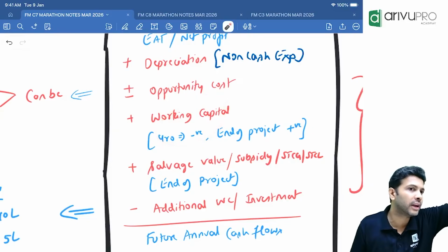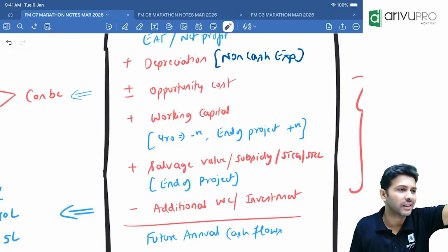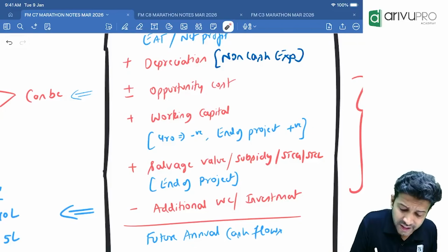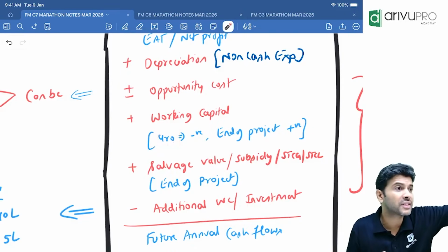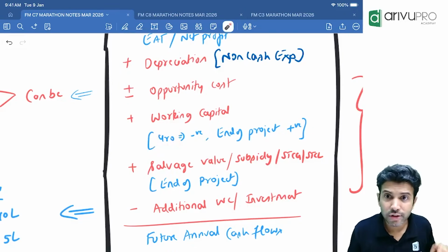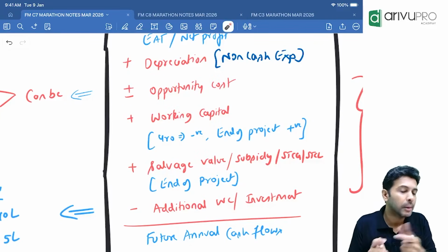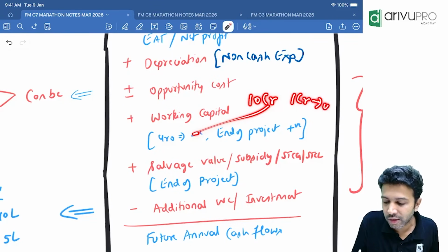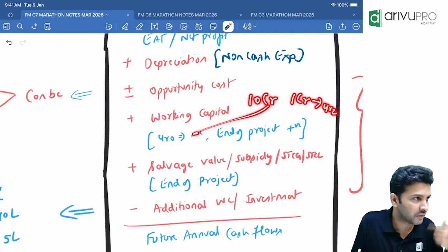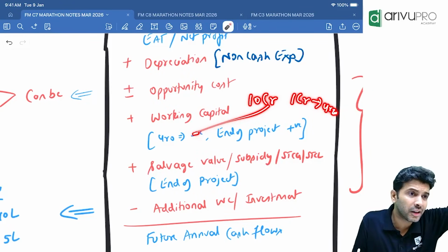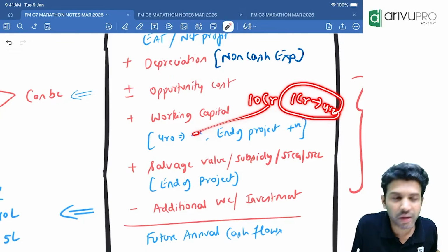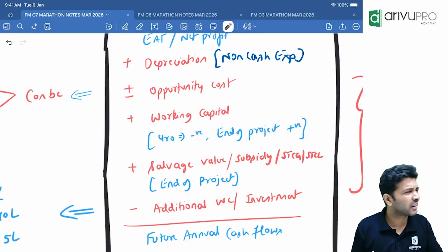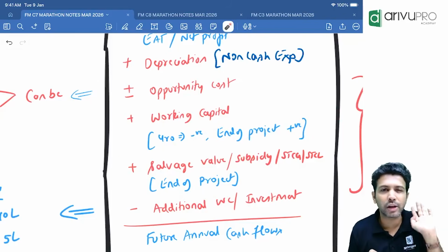O over, W over. A for additional investment. Sometimes, when you're doing a project, you will have to invest the entire money at year 0, or you may have to invest in installments. Maybe let's say 10 crore rupees at year 0, 1 crore rupees at the end of year 2. Possible. Investment also can come in multiple installments. So whatever you are investing in year 2, we are calling here additional capital or additional investment. It will be given to you in the question.